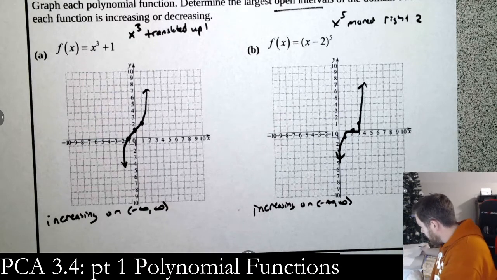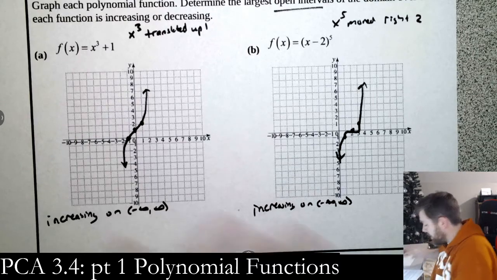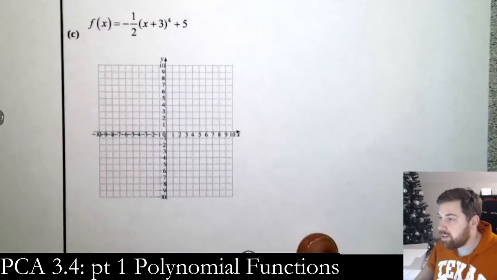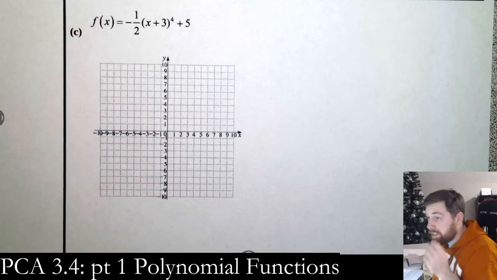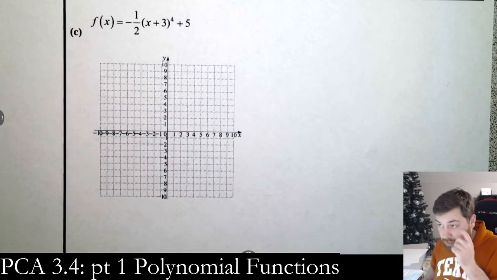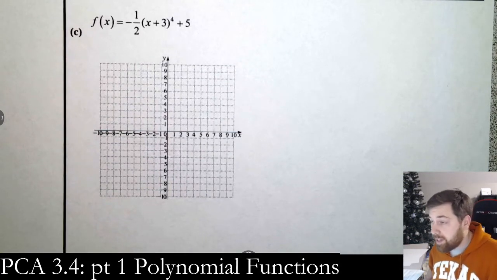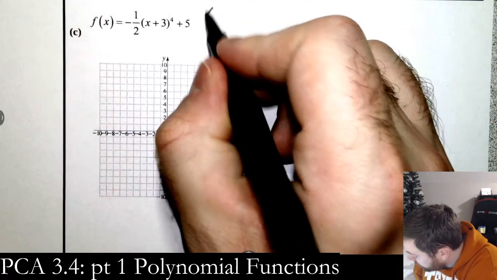All right. On to the next one. We have a little bit more involved in this one. Okay? So it's negative 1/2 (x plus 3) to the 4th plus 5. So this is a combination of things. Okay, so obviously this is just x to the 4th.